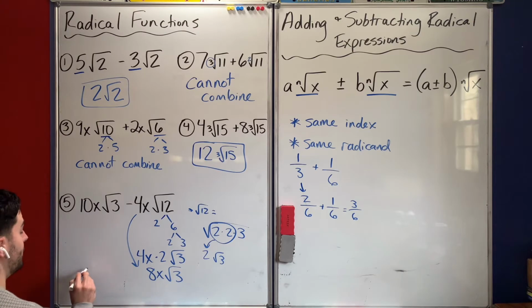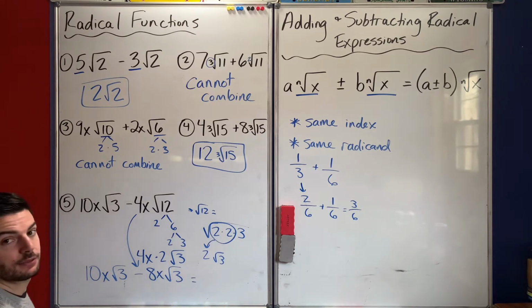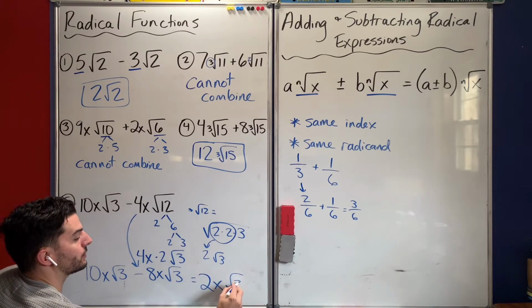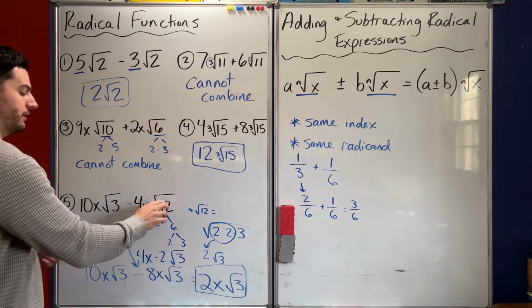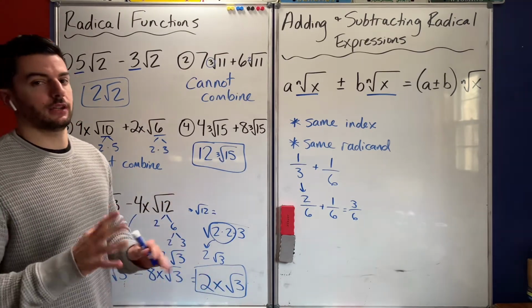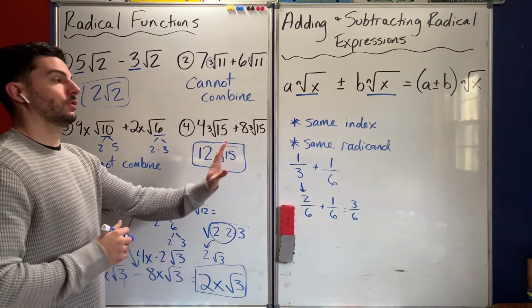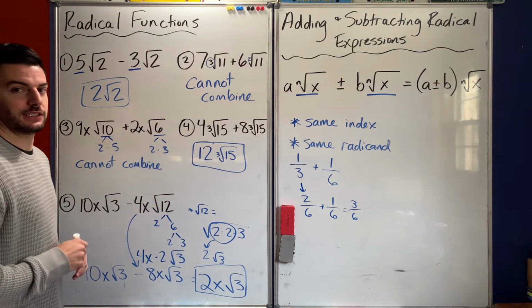And then again, now I can do the subtraction. So if I have 10x times the square root of 3 minus 8x times the square root of 3, again, same radical now. So I can subtract 10x minus 8x to give me 2x times the square root of 3. Okay? So you can combine those, but you just have to simplify or change that one radical first. Okay? So that one's a little bit trickier. I'll do another couple like that, but that's adding and subtracting, just a taste of it for now.